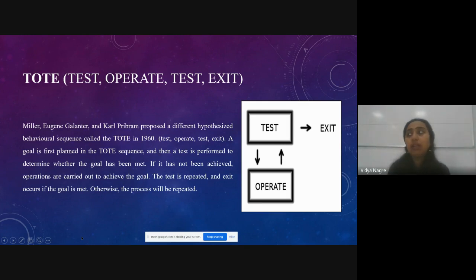For example, you have to check if the child has learned a formula. If that major objective is achieved, then give a problem to solve where the child can apply that formula and reach the correct conclusions. If that happens, then the test is successful and you can exit. If that does not happen, then you can go again to the test. You can go again to teaching them the formulas, making them learn, taking the first test to see if they have understood, then going for operation and then going for test and again exit.